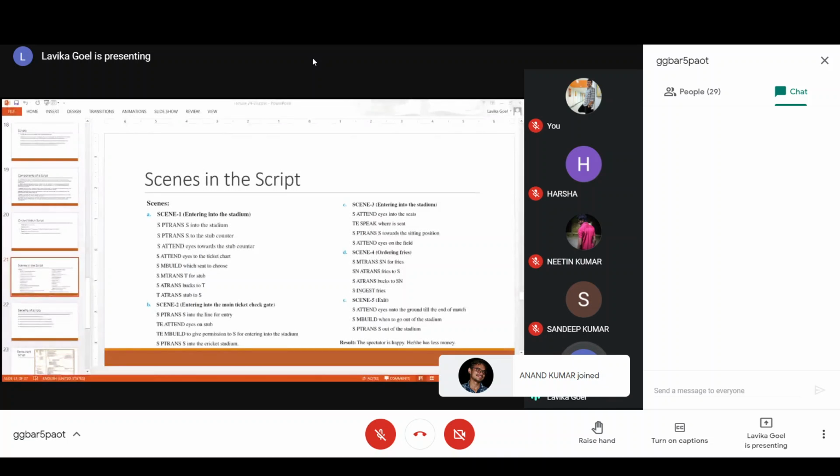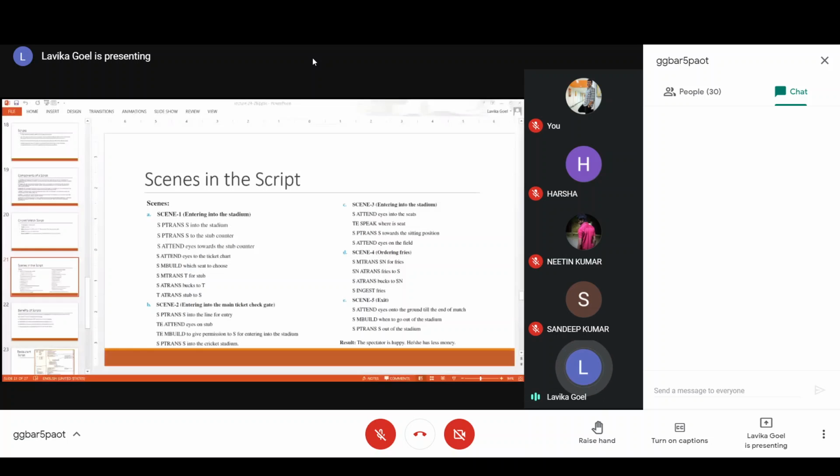So we have used only the main things, the primitive actions, which we have represented, and we have entered the subject and object explicitly. The remaining sentence is a normal sentence, but actually you can convert it into a proper CD representation by creating a proper symbolic form using those 14 rules, right? So S PTRANS into the stadium means that S goes into the stadium. Then S PTRANS S to the ticket counter. That means S is going to the ticket counter now.